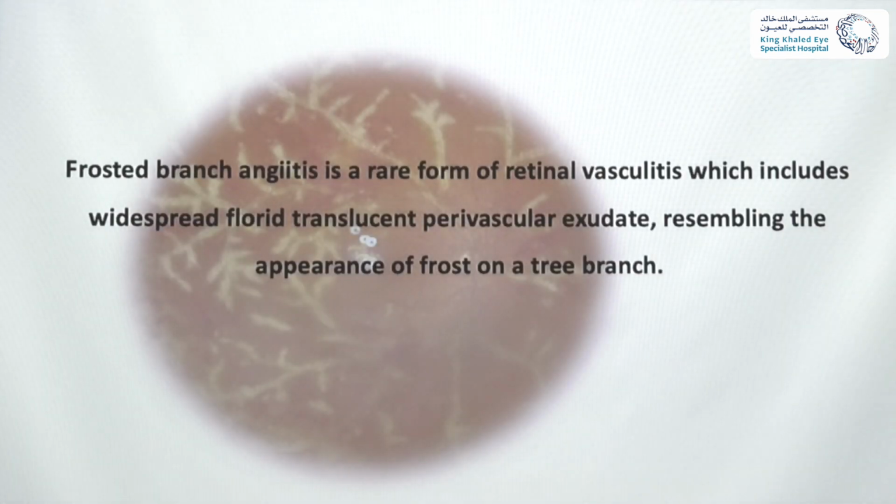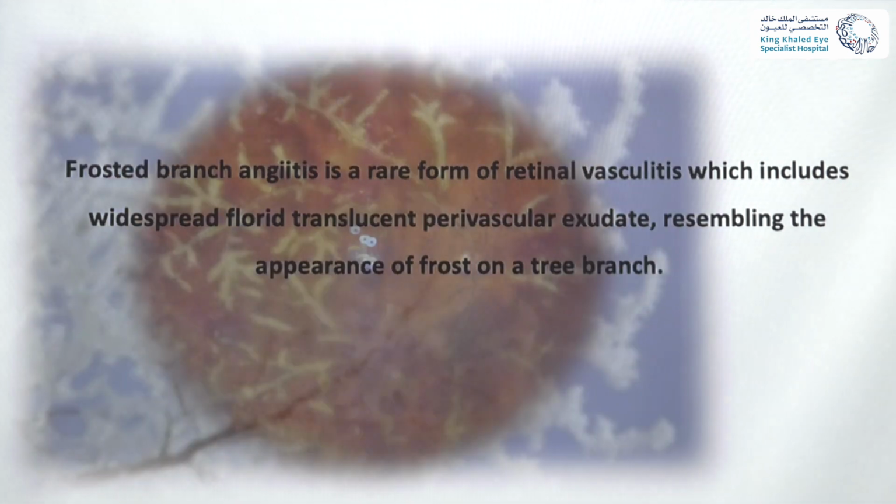So, frosted branch angiitis is a rare form of retinal vasculitis which includes widespread translucent perivascular exudate that resembles the appearance of frost on a tree branch.